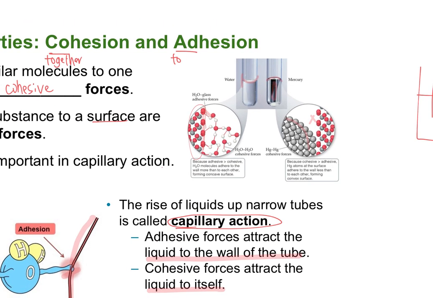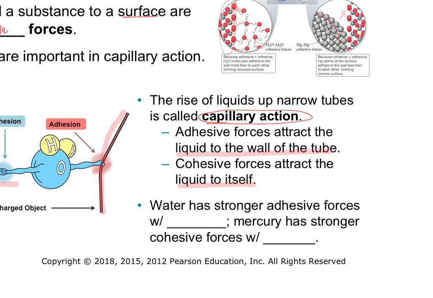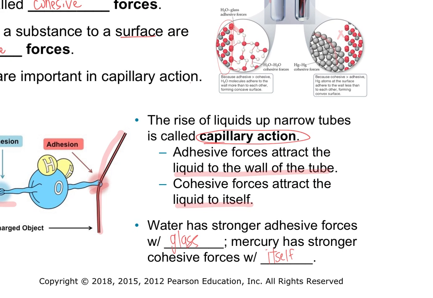So let's zoom out and finish up our last little bit of notes. Water has stronger adhesive forces with the glass, and mercury has stronger cohesive forces with itself. And you can tell by the shape of the meniscus which force is stronger.